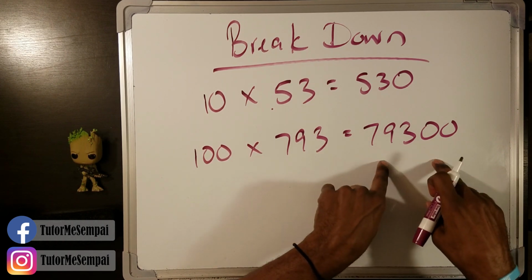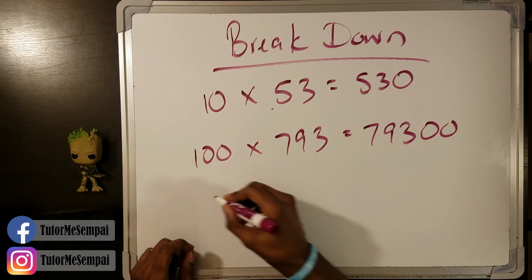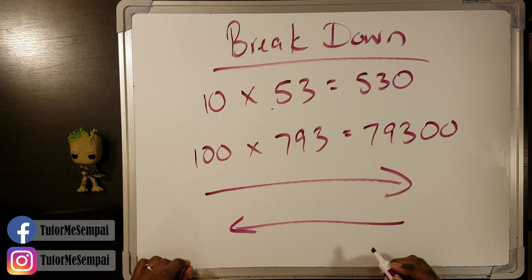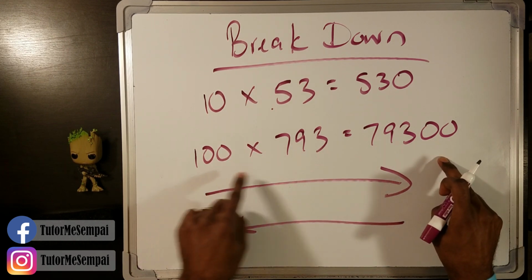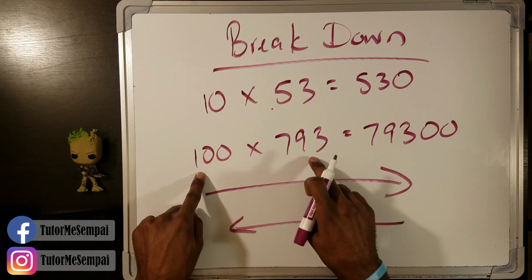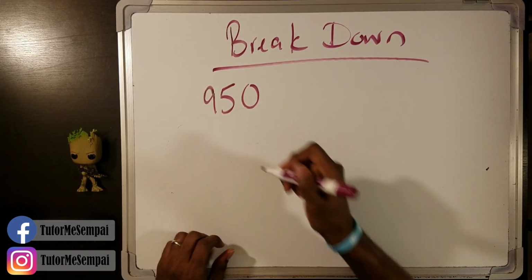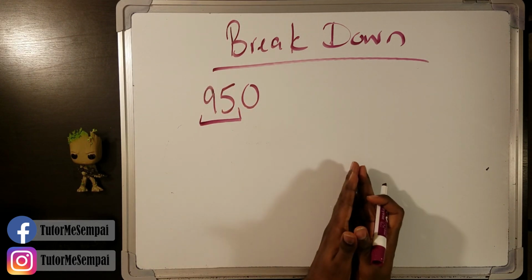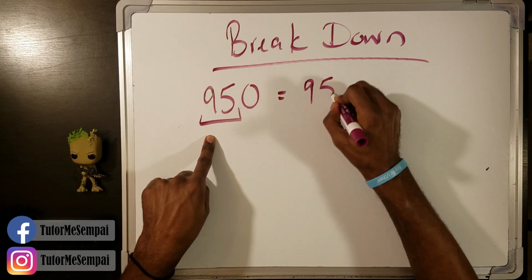So we're going to take this number and we're going to break it apart into something like this. So if we can go this way, we should be able to go this way as well, right? If 100 times 793 equals this, that means this equals 100 times 793. So let's try to break down this 950. The first thing I'm going to do is separate this into its non-zero part and its zero part. 95 is our non-zero part, so we're going to write that 95 here.